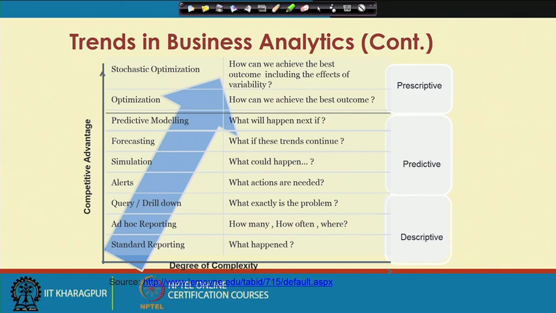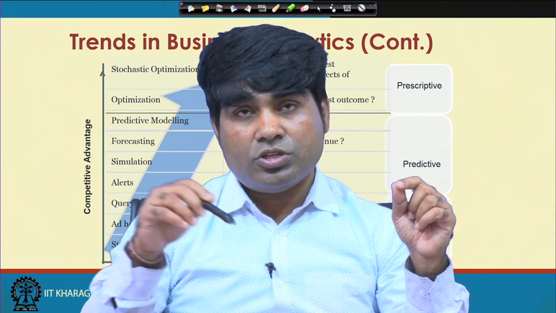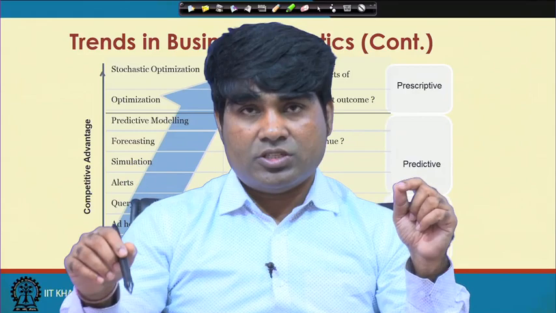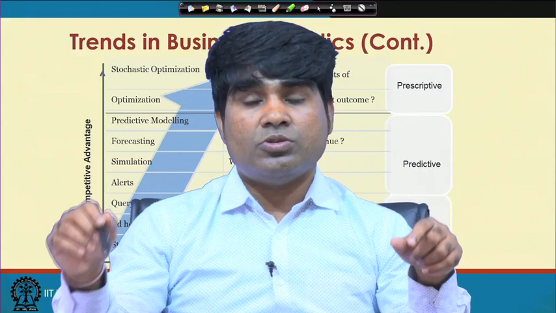If I put it in a different way: what happened, how many, what exactly, what actions, what could happen, what if the trend continues, what will happen next, and if something changes, that is what we call robustness checks. So, that is how the trend is. The structure goes in depth and then gets the insights. Unless you go in depth, you will not be in a position to get better and better insights.